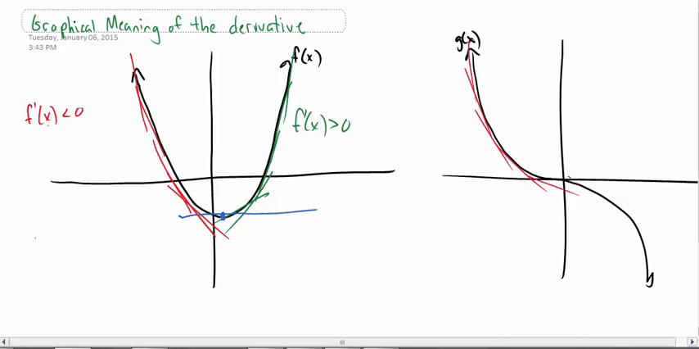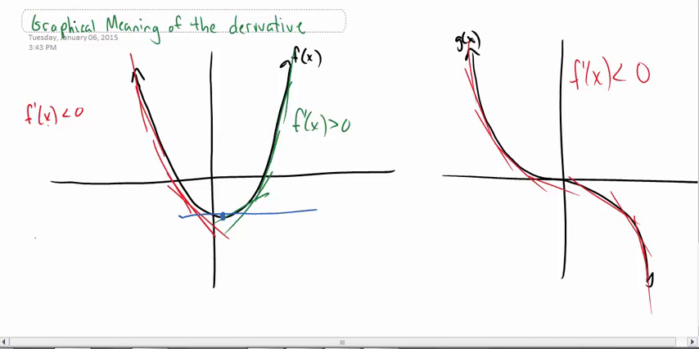Now, with g of x, it so happens that no matter where I draw my tangent, almost, the slopes are always negative. All of these tangents have a negative slope, and this curve is decreasing for all of these values of x.